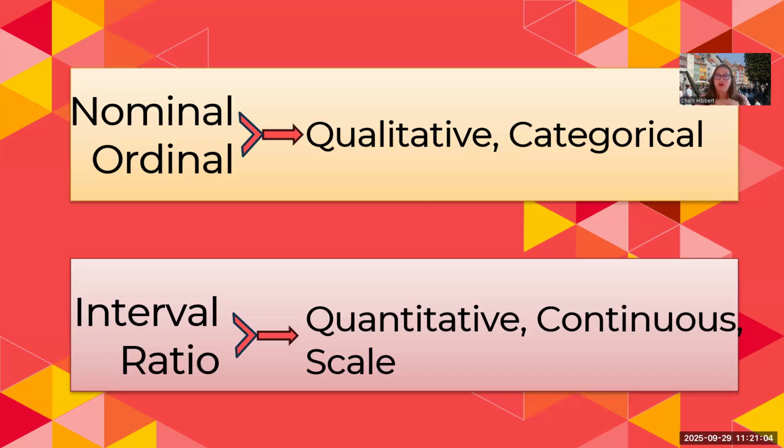So nominal and ordinal are qualitative or categorical. Interval and ratio are referred to as quantitative. Sometimes you'll see the word continuous. Sometimes you'll see the word scale. In working with Jamovi, they will consider both of these to be continuous because that scale is continuous. That does not mean it is infinite. It does not mean it goes on forever.